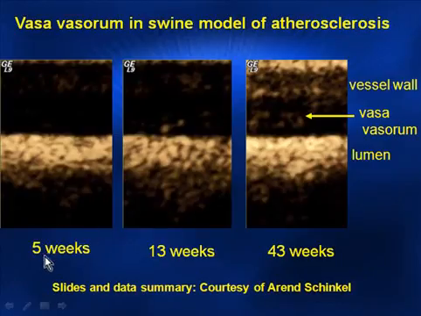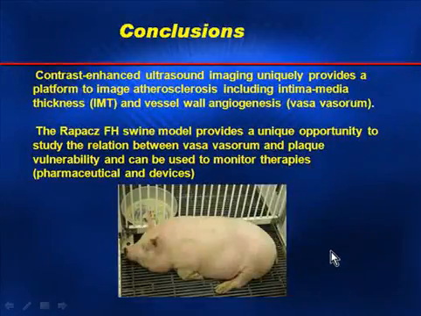Simply seen in this slide, we then began to develop a serial quantification of the vasa vasorum in the FH swine. At 5 weeks, 13 weeks, and 43 weeks, please note the vasa vasorum above the lumen was poorly seen at 5 weeks, minimally at 13, and was significantly seen at 43 weeks. In our conclusions, then, the contrast-enhanced imaging is a unique platform to study atherosclerosis, and the Rapacz pig model apparently is a good place to begin this investigation.